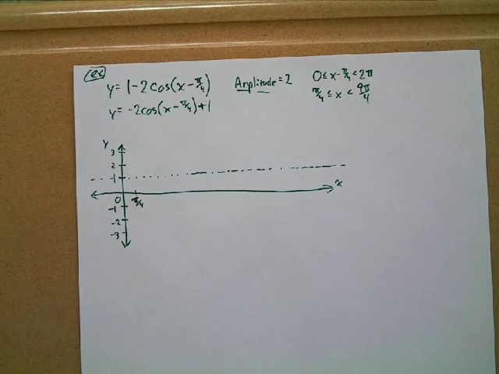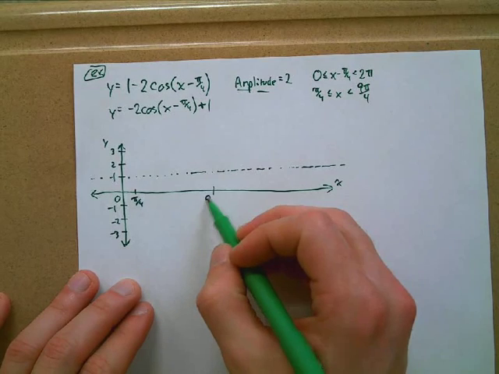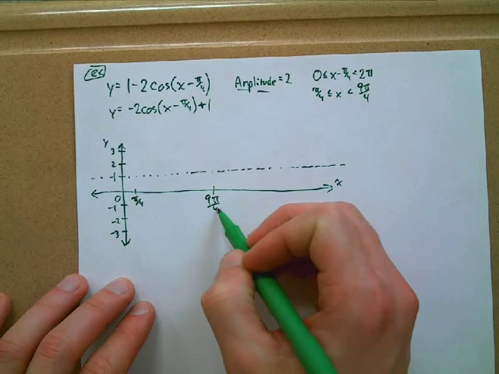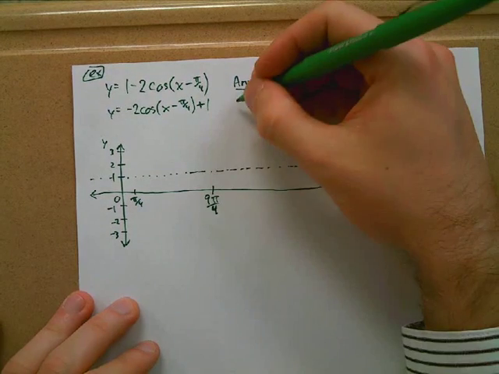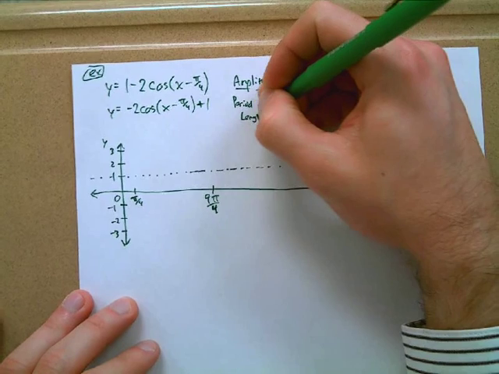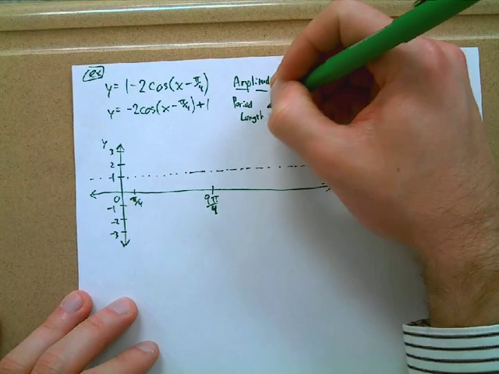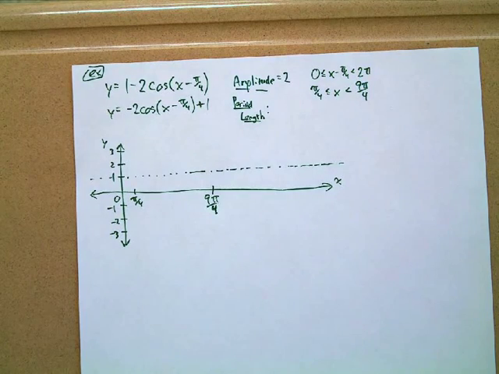What's that distance? From pi over 4 to 9 pi over 4, what is that distance? Well, subtract them. 9 pi over 4 minus pi over 4 is 8 pi over 4, which is just 2 pi. So the period length is still 2 pi. It's just been shifted over, so it's harder to see. So if the distance between these two is 8 pi over 4, we'll go another 8 pi over 4 out to then 17 pi over 4.